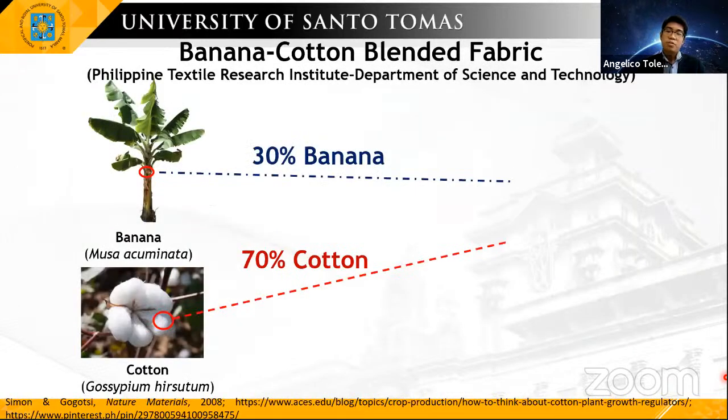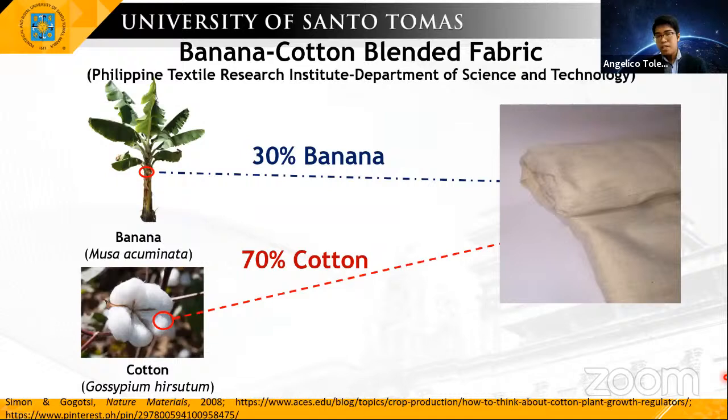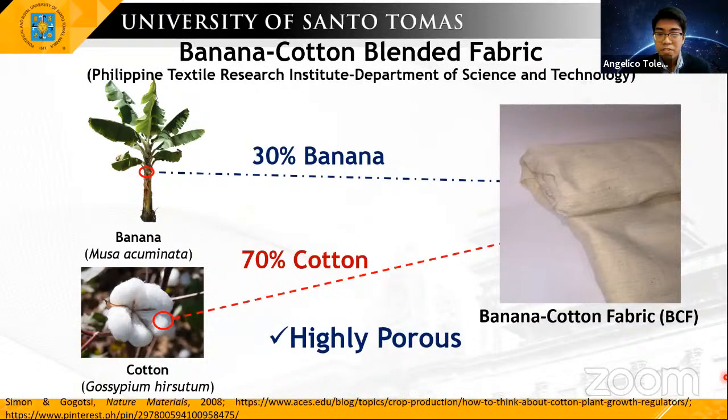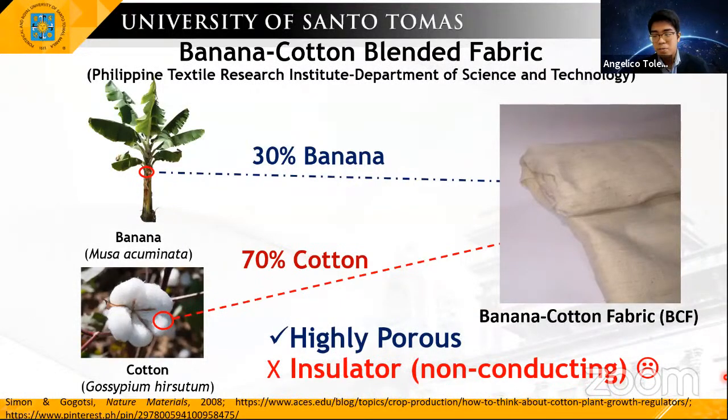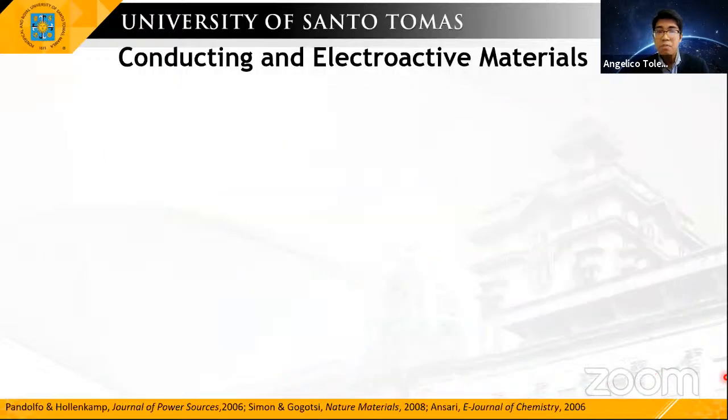So one of the materials that was used in this study is the banana cotton blended fabric from Philippine Textile Research Institute of the DOST. It is made up of 30% banana and 70% cotton. They were used because they are highly porous. However, they are insulators. So to circumvent this problem, we use conducting and electroactive materials.